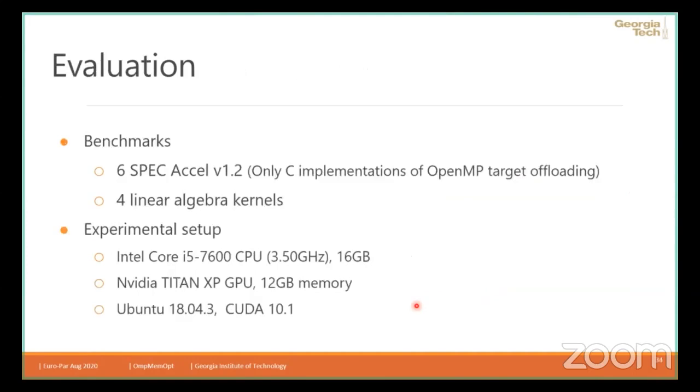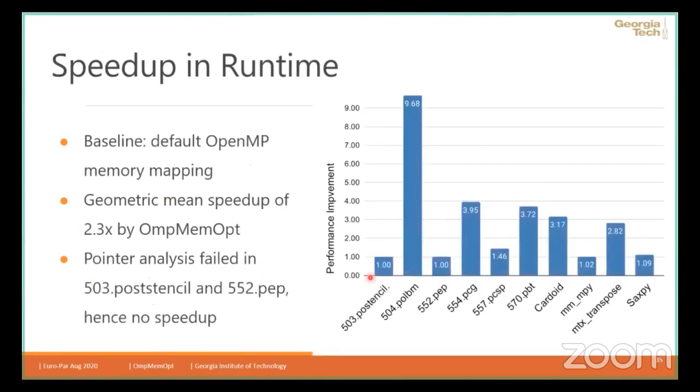For evaluation, we used 6 OpenMP SPEC version 1.2 benchmarks and 4 other kernels, and these are the details of the hardware configurations we did our experiments on. Let's look at the runtime results. The graph on the right shows the speedup in terms of runtime. The baseline here is the OpenMP default memory mapping.